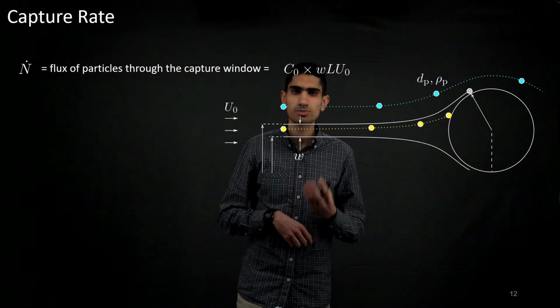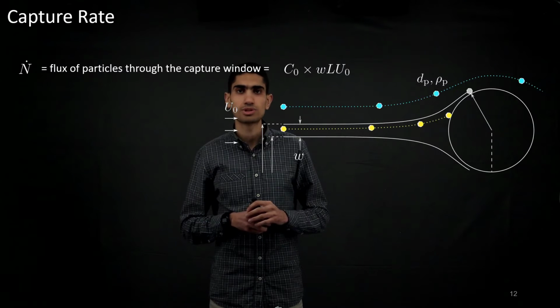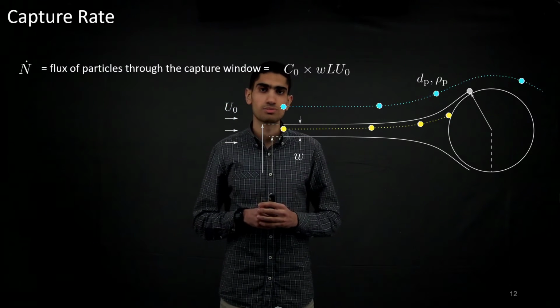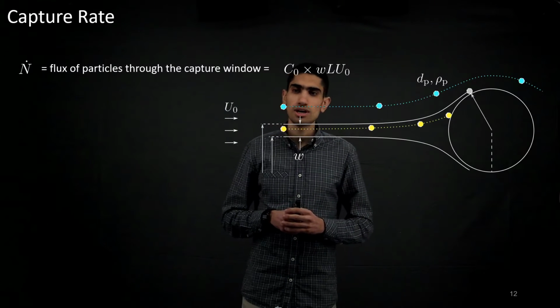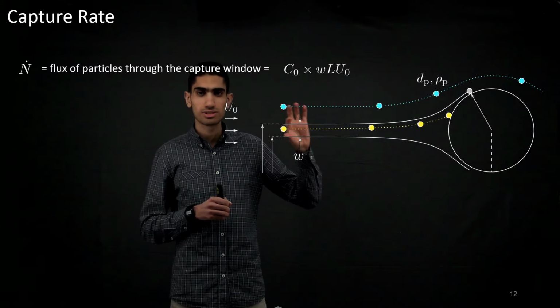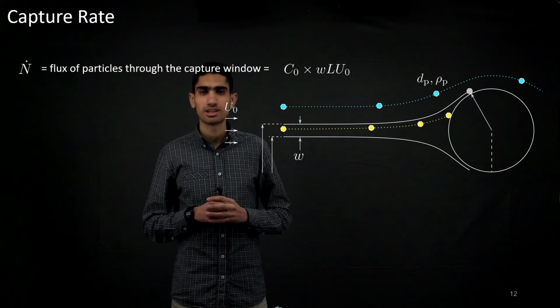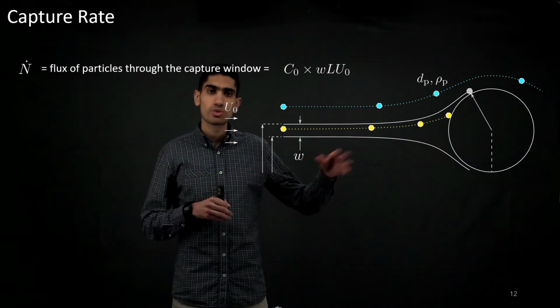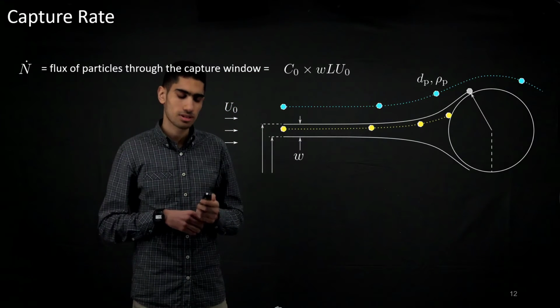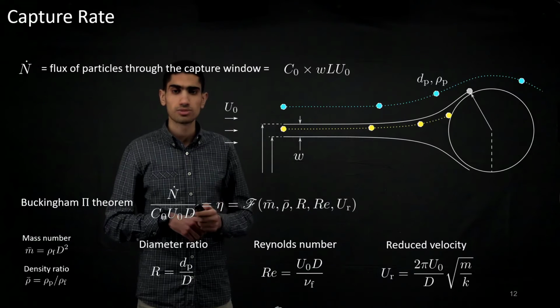So to evaluate this process, we need to calculate the capture rate, which is by definition the number of captured particles per unit time, or per second or whatever. But it's also equal to the flux of particles entering through this orifice that we call the capture window. And that's the region where all the particles would be ultimately captured. That's a very practical definition for our computations.